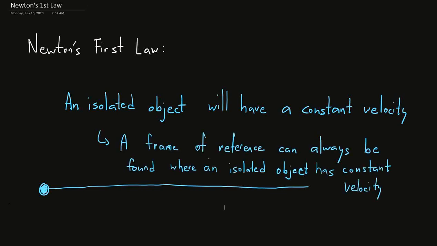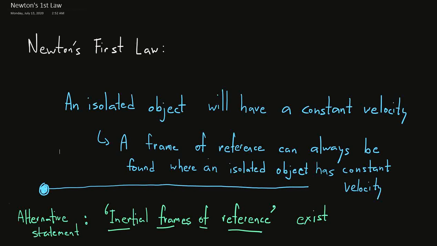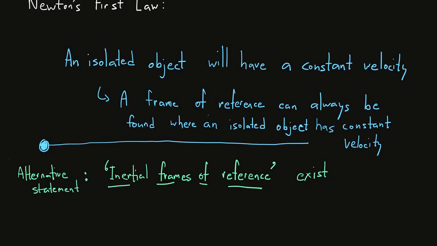Another way to think of Newton's first law is the following. If you're given an isolated object, you can always find a frame of reference where that isolated object has a constant velocity. This leads us to an alternative statement of Newton's first law that is sometimes found in literature: Newton's first law states that inertial frames of reference exist. We will look into these inertial frames of reference in more detail later. For now, let's just understand that Newton's first law says that isolated objects move with constant velocity, and that constant velocity could even be zero.